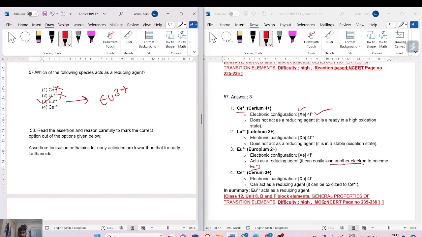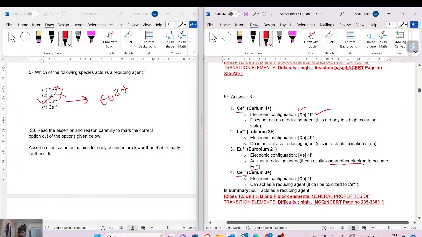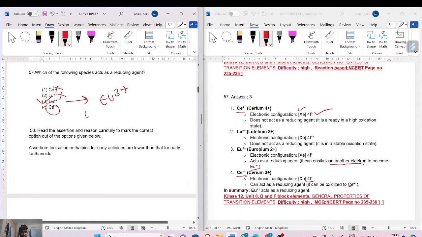So it can act as a reducing agent. Let's check option 4 also. Ce3 plus. When we write the electronic configuration for Ce3 plus, it has 4f1. It could oxidize to Ce4 plus, but we can see that Ce3 plus is a very stable oxidation state for cerium. It is very hard for cerium to go to plus 4 oxidation state, so it can't act as a reducing agent. So the correct option is the third.